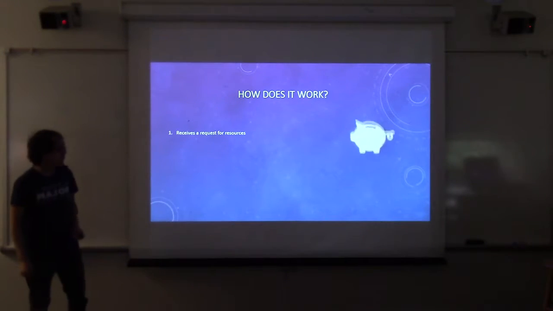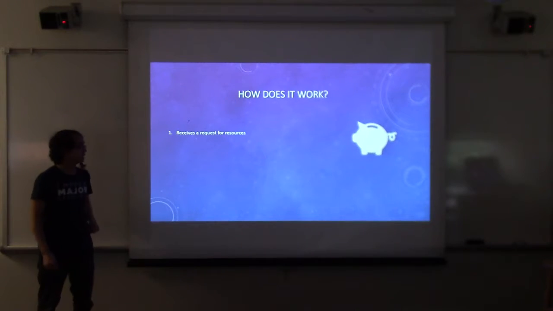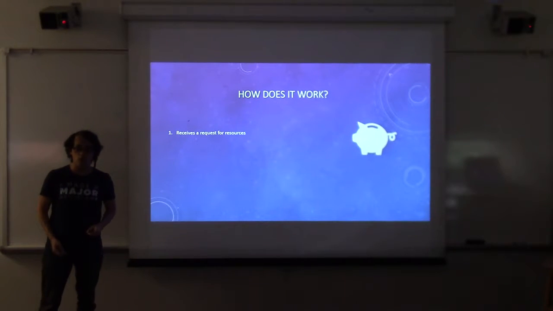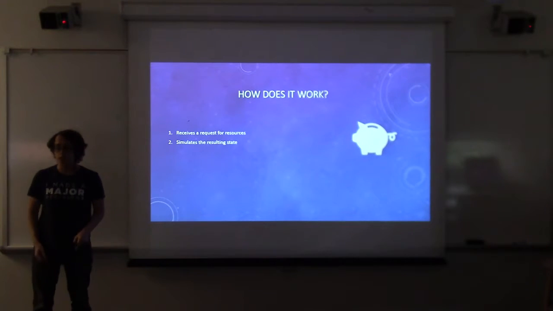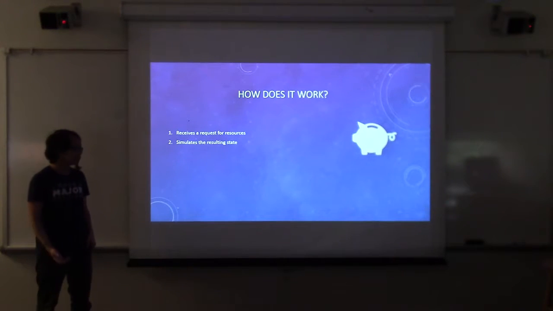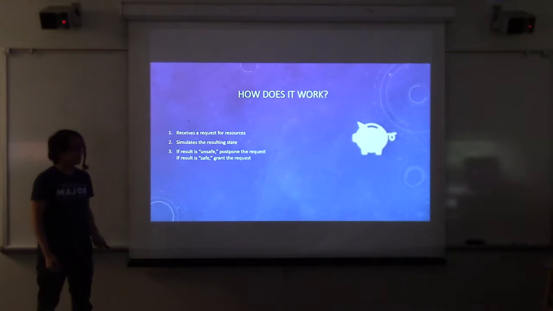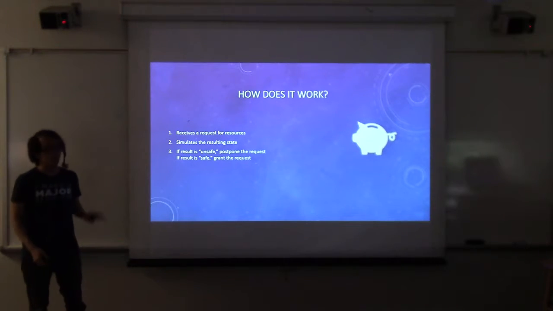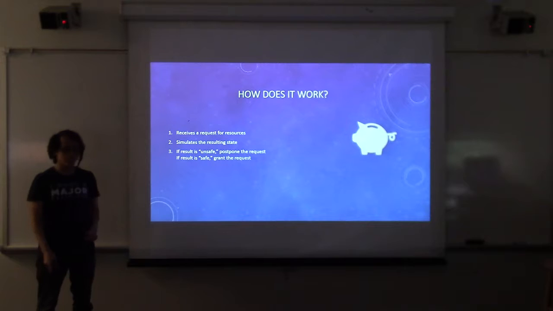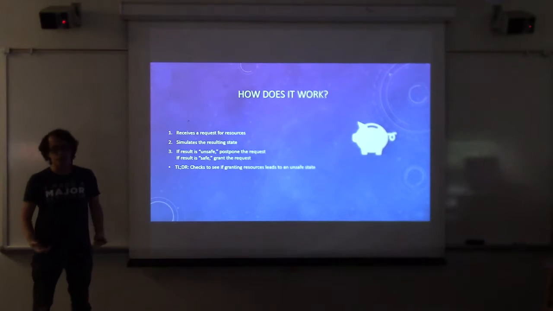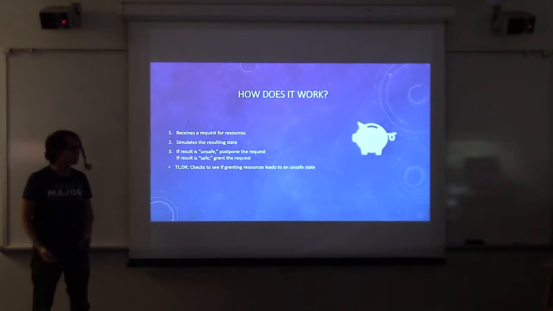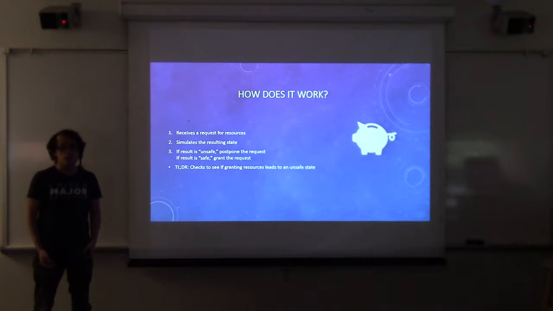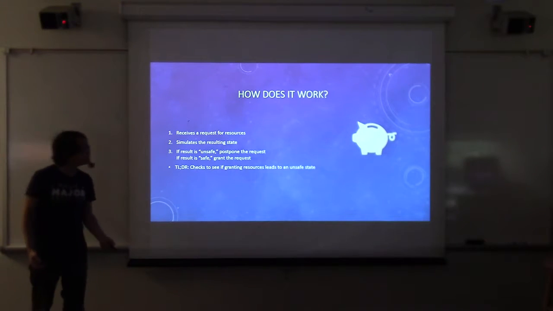Well, first of all, the algorithm receives a request for resources from a process. Then it simulates the resulting state should resources be allocated to that process. Then, if the result is unsafe, it postpones the request, but if the result is safe, then it instead grants the request. In other words, the Banker's algorithm checks to see if granting resources to a process results in an unsafe state, whereby an unsafe state is deadlock.